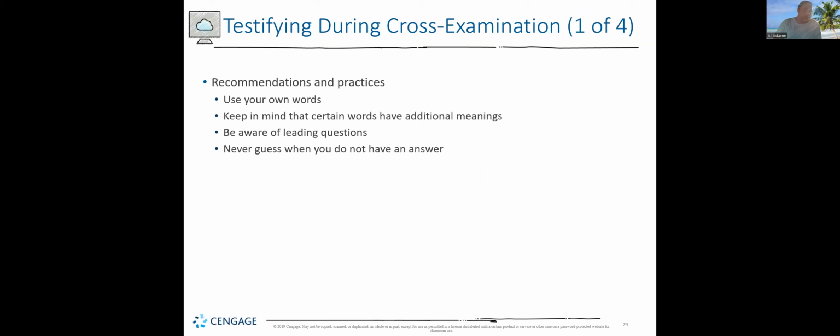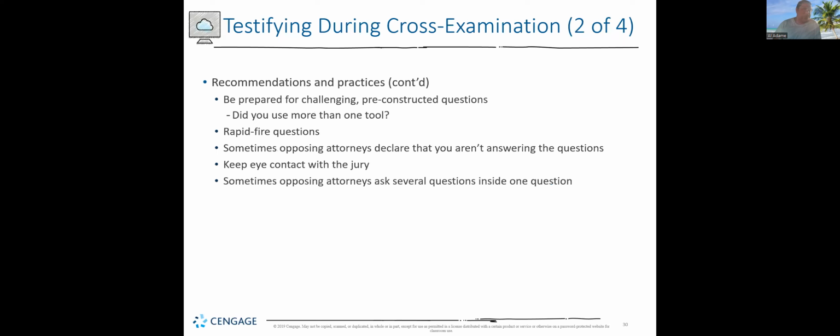Recommendations and practices. Use your own words. Keep in mind that certain words have additional meanings. Be aware of leading questions. Never guess when you do not have an answer.